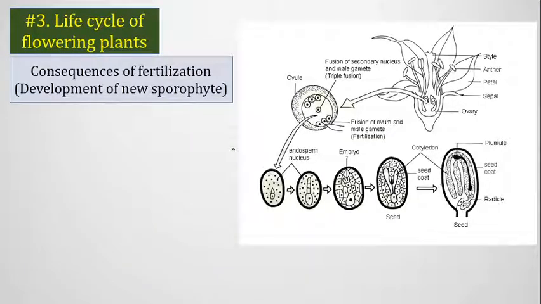Now we'll learn about the consequences of fertilization. That means what changes take place inside the ovary and ovule after the fertilization process, and this process is also called the development of new sporophyte, because after fertilization two gametes produce a diploid state. So the zygote is the diploid state of the plant, and this diploid state is called sporophyte. And now we know that the zygote is the fertilized ovum.